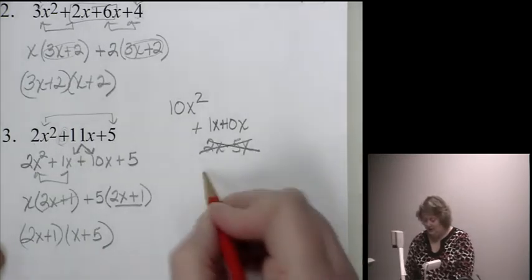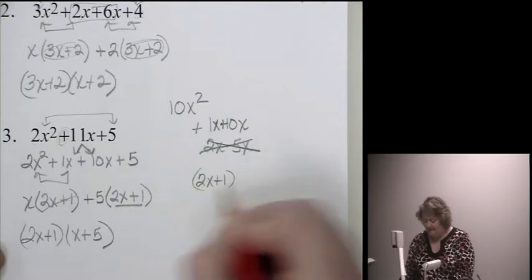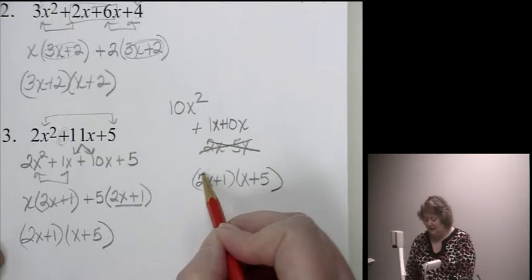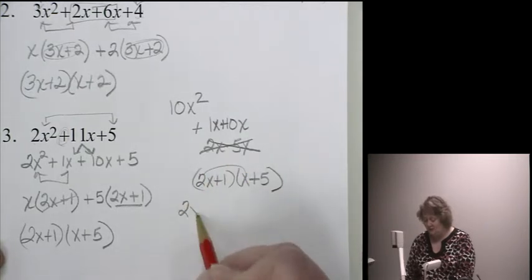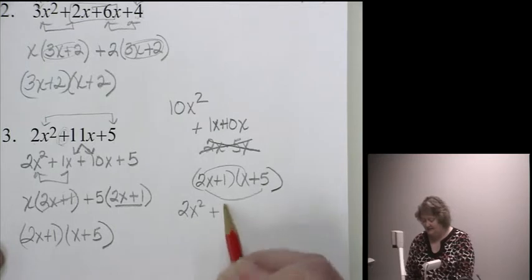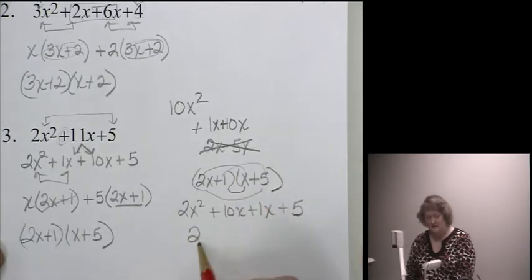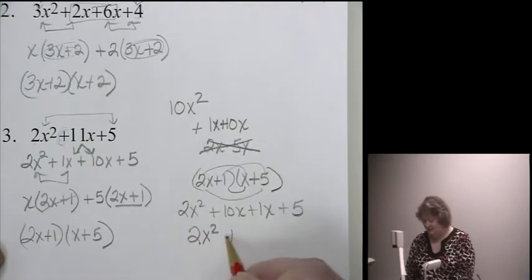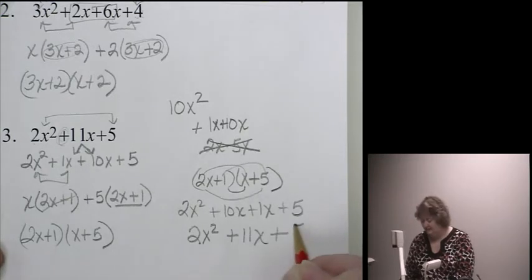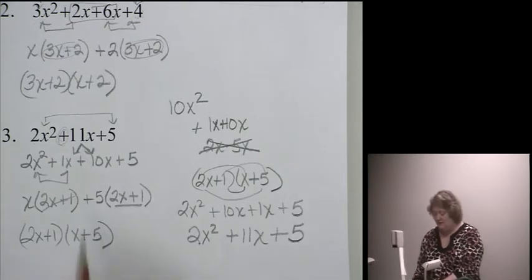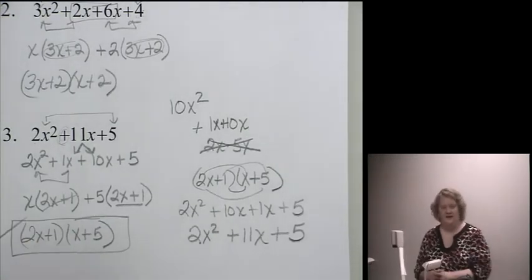And just to be sure, let's take the 2x plus 1 and the x plus 5 and let's use our FOIL to check it. 2x times x is 2x squared. 2x times 5 is 10x plus 1x. 1 times 5 is 5. So we have 2x squared plus 11x plus 5. So when we multiply it back, we get what we started with. So there's my answer.